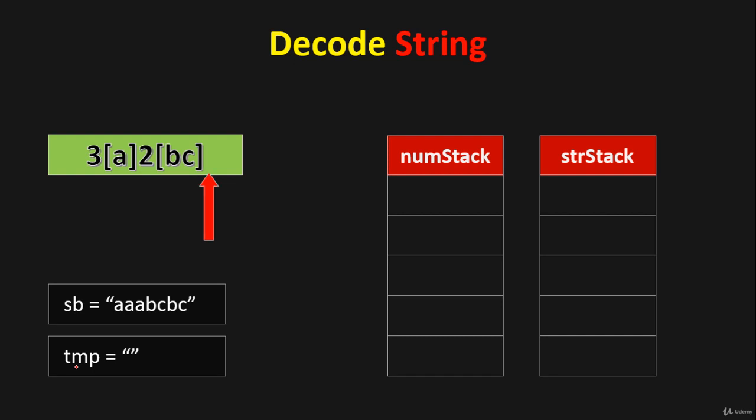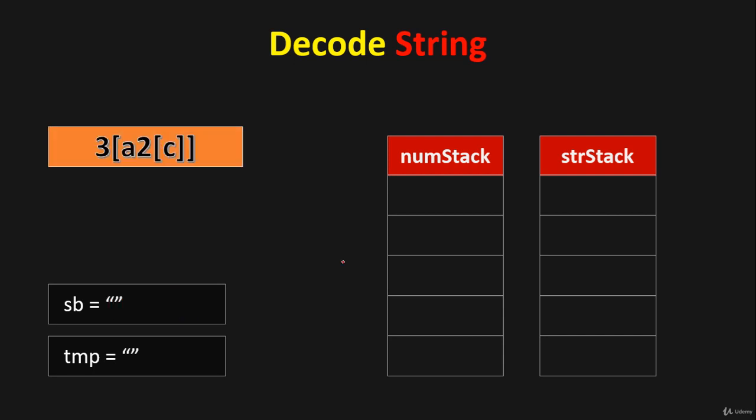Then in the next iteration, we're out of our string boundary, so we're done. Now what are we going to do? We're going to convert our string builder to string, and we'll return this string. Our answer for this given string is this string. So if we are given this string, we have to return this string. Now let's take another example for better understanding.